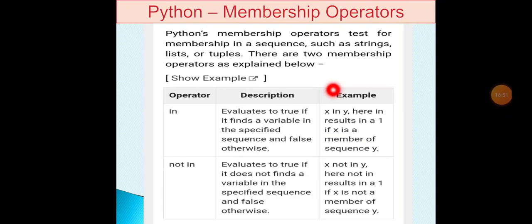If x in y, here in results in a 1 if x is a member of sequence y. Then the second one is not in, which evaluates to true if it does not find a variable in the specified sequence and false otherwise.